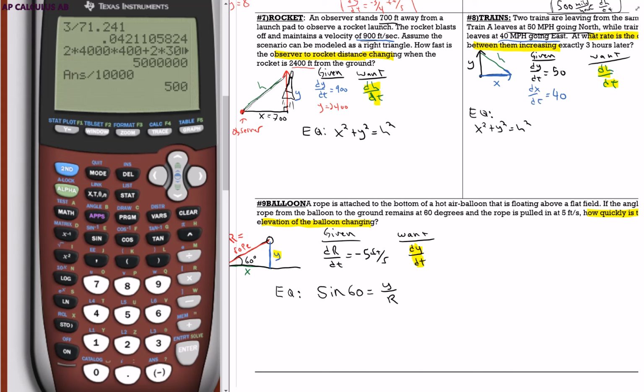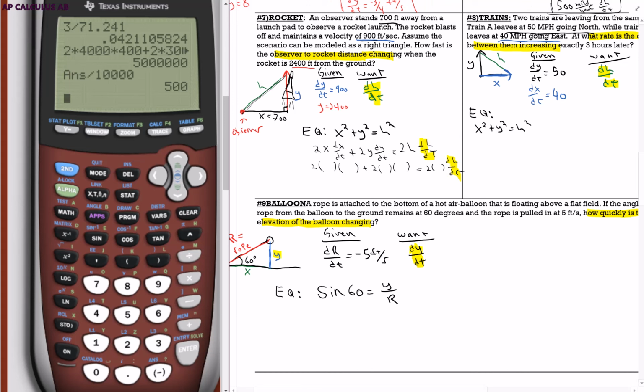Okay, so because we want dh/dt, we're going to go ahead and take the derivative. We're going to get 2x times dx/dt plus 2y times dy/dt equals 2h times dh/dt. And we're going to start to try to plug in some of the things that we know, except for dh/dt, because that's the one that we want. We don't want to plug anything in for dh/dt because that's the thing we want.